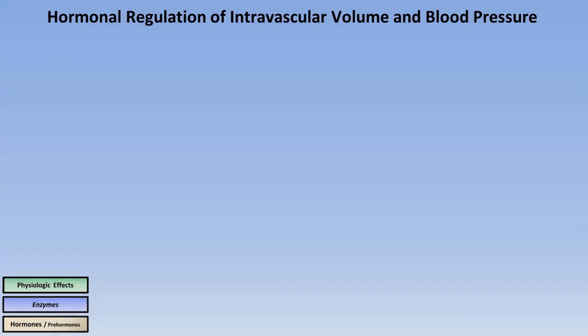For the second of the two summary diagrams, I'll review the hormonal regulation of intravascular volume and blood pressure from an anatomic and more complete perspective. This will be a natural extension of the last diagram. As we've seen, regulation of the volume and blood pressure in the body is an incredibly complex process that involves most of the body's organs.